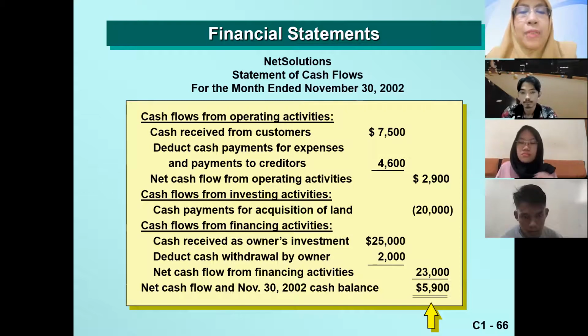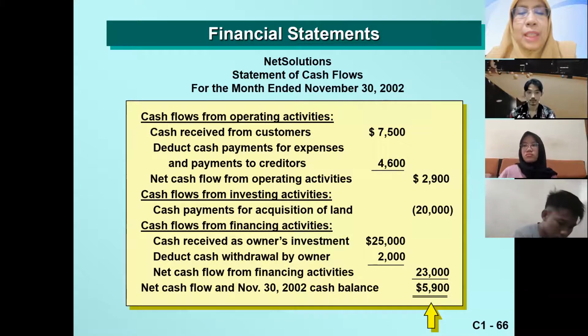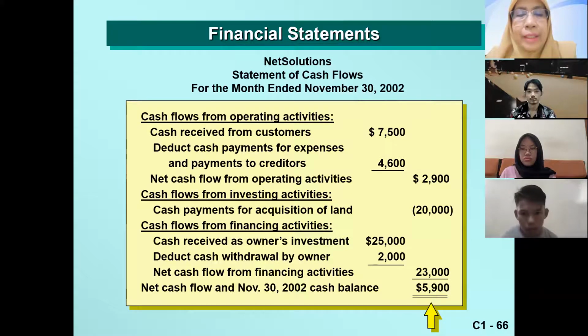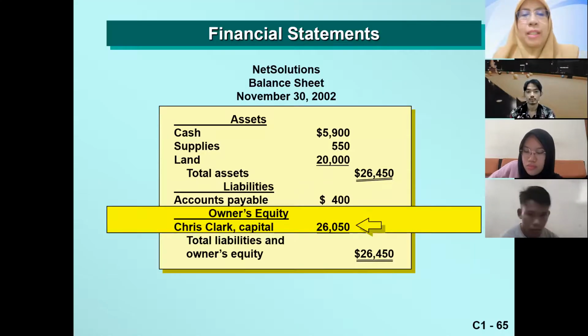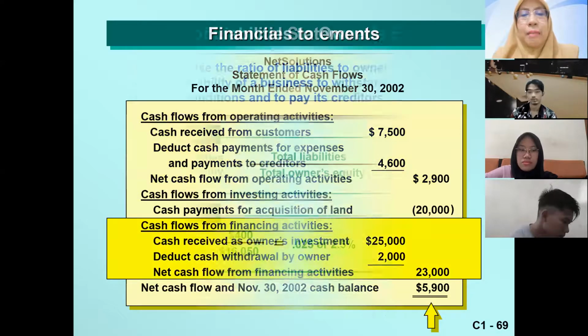Okay, we can see in here from operating activities, cash received from customers 7,500, and we pay expenses 4,600. So we can see the balance from operating activities is 2,900. From investing activities, the money is used to pay for the land purchase, so we have to deduct 20,000. And then cash received from the investor, Chris, 25,000, and she withdrew 2,000, so 23,000 is left. So when we add all this, 2,900 minus 20,000 plus 23,000, it equals 5,900, and 5,900 is the same as the balance sheet amount. Okay, so this is the way we prepare financial statements.